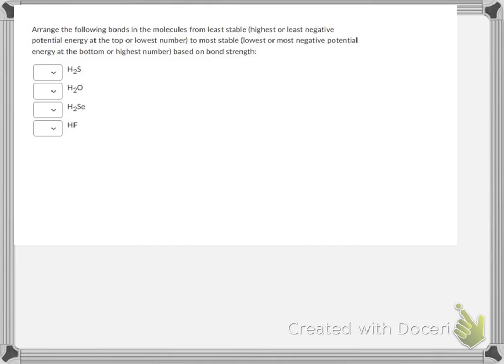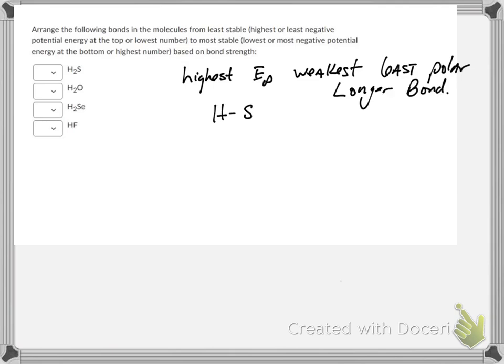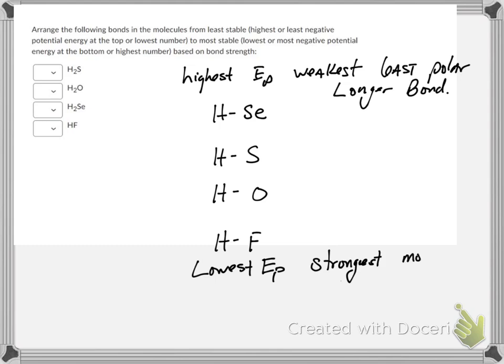This question was answered correctly only 30% of the time, so let's talk about what we meant for this problem. We're supposed to be arranging the bonds from weakest to strongest. Weakest bonds have the highest potential energy, they're the least polar, and they're longer. So when we do the ranking, HF is the shortest bond, with the lowest potential energy and the most polar bond. Fluorine has the highest electronegativity, but it's also the smallest, so it's the shortest bond.